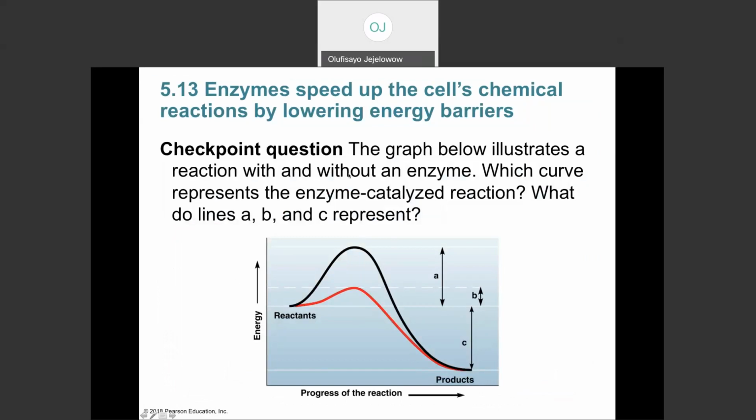Checkpoint question. The graph below illustrates a reaction with and without an enzyme. Which curve represents the enzyme catalyzed reaction? What do lines A, B, and C represent? Remember to compile your checkpoint questions and email to me.